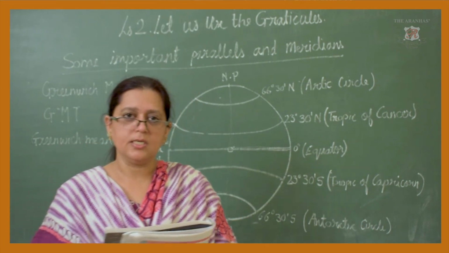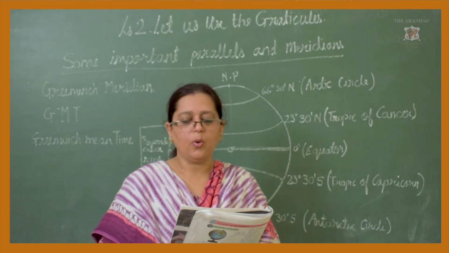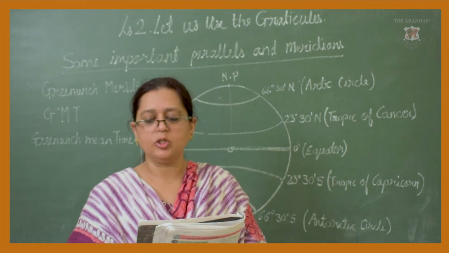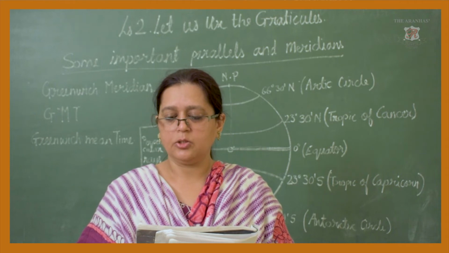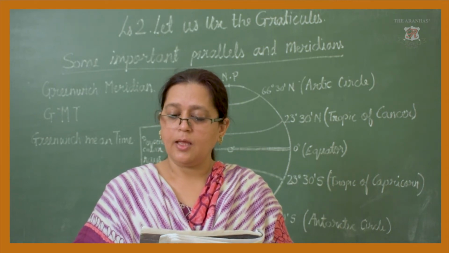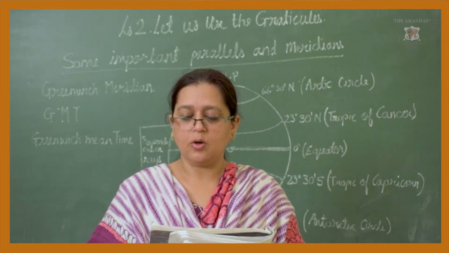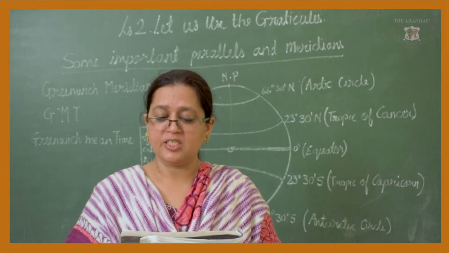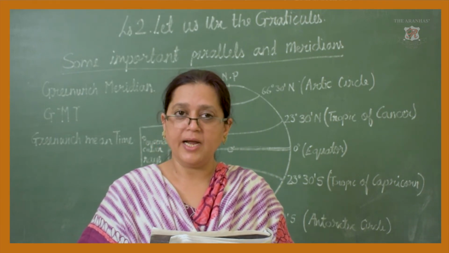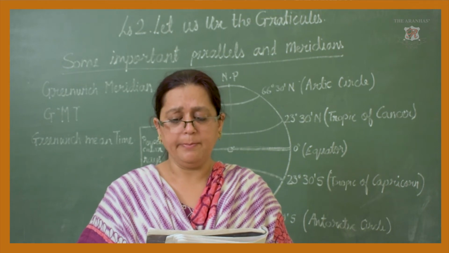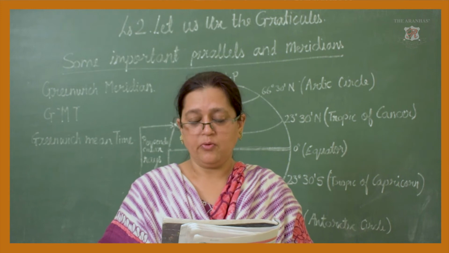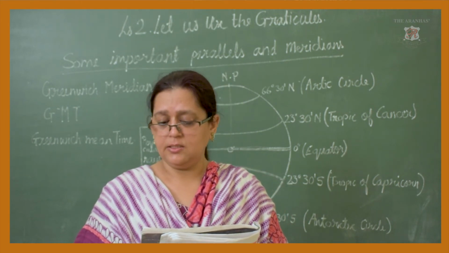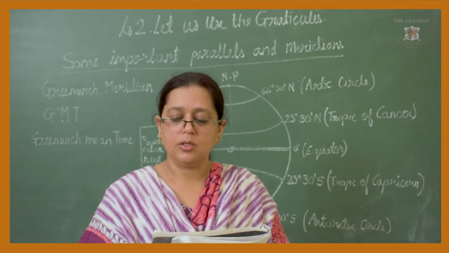We will go to the second question. What would be the longitudinal extent of Brasilia? Longitudinal extent of Brasilia that spreads from 5 degrees 50 minutes north to 33 degrees 45 minutes south latitude.